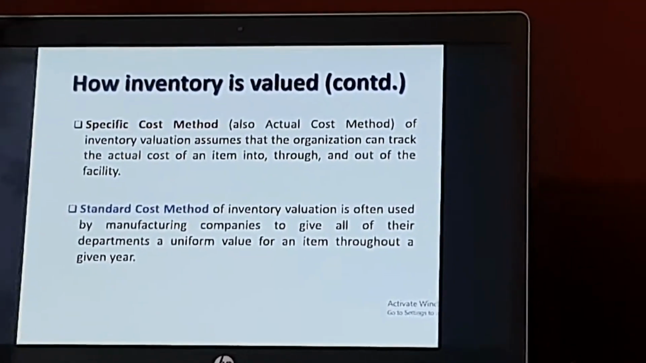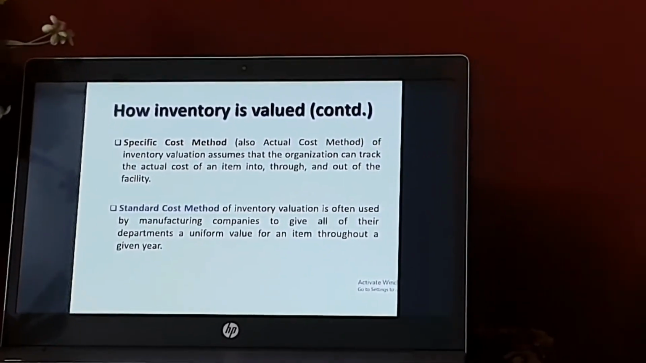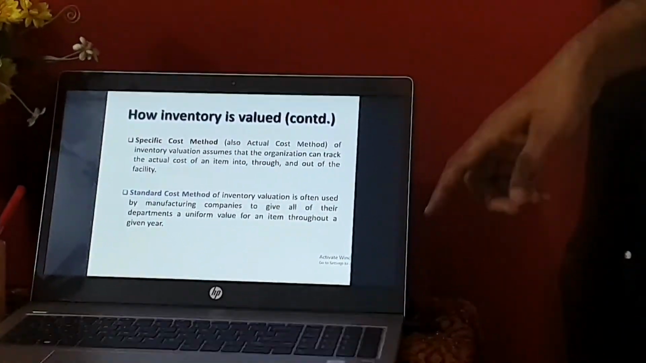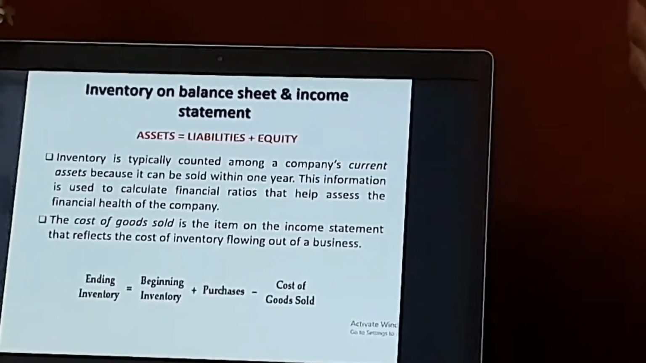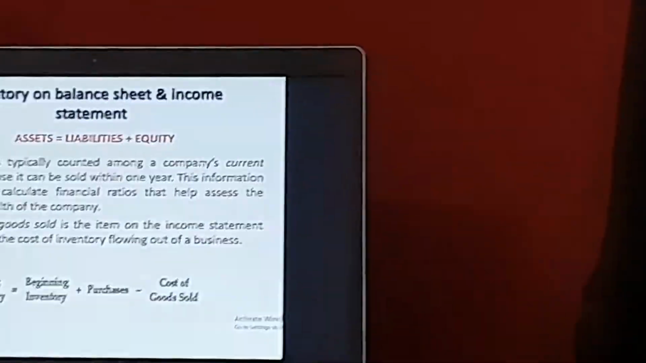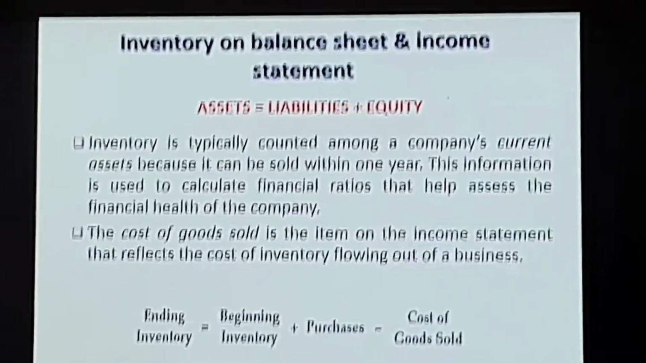So they set a uniform value across all the departments of the organization, and they set the price for selling the inventory or to value the inventory. Right. So, inventory on the balance sheet and income statement: how do we actually show the inventory on our balance sheet or income statement?